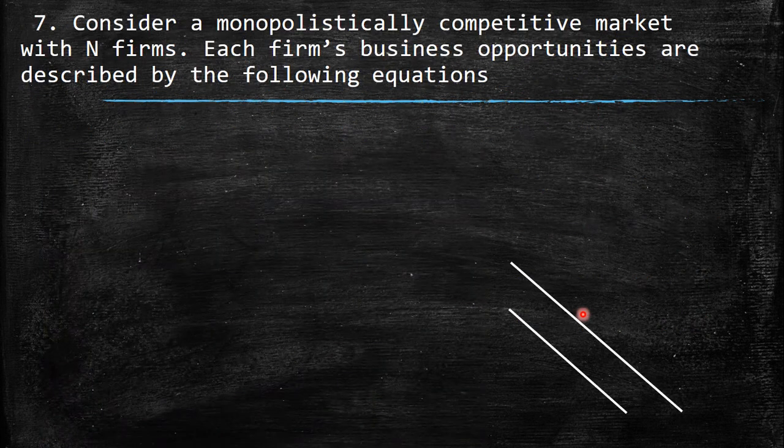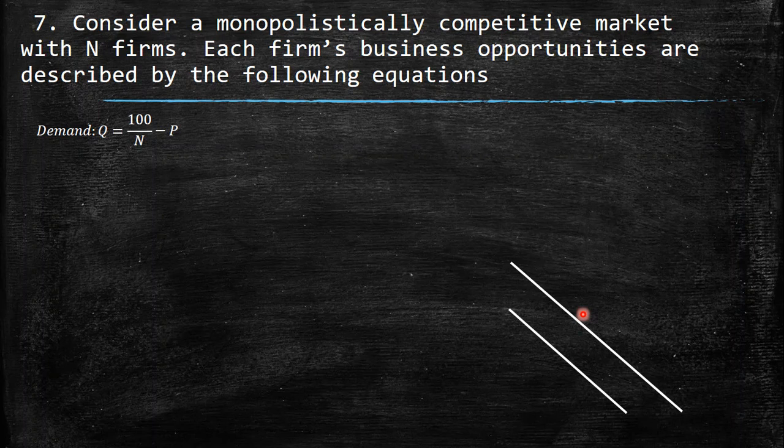Okay, then seventh point. Consider a monopolistically competitive market with n firms. So there is an n, which should be an established number of firms: 1, 2, 3, and so on. It should be a positive number, definitely higher than zero, naturally, because otherwise there wouldn't be a market. Each firm's business opportunities are described by the following equation. So here we have the demand.